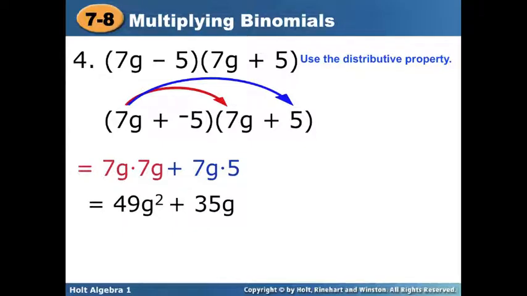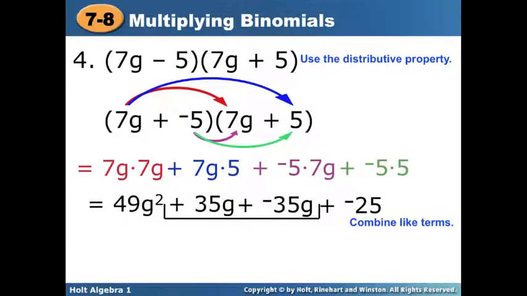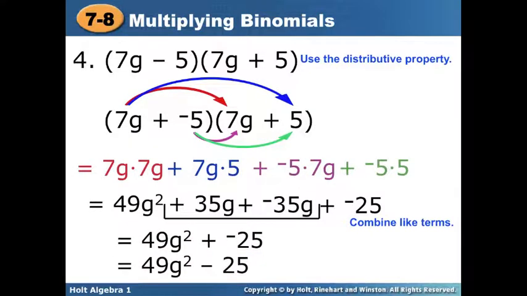Continue to distribute. We have negative 5 times g is negative 35g. And finally, negative 5 times 5, be careful you are multiplying here, that gives us a negative 25. Notice what happens when we combine our like terms. 35g plus negative 35g cancel and gives us just our final answer as 49g squared minus 25.